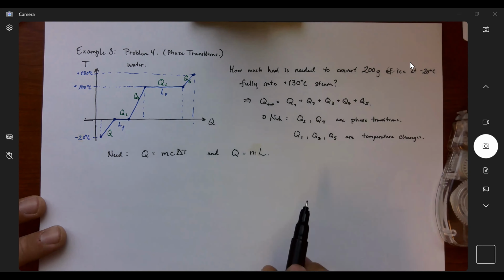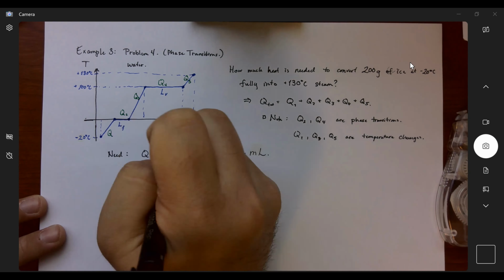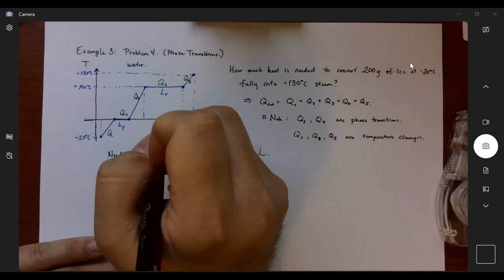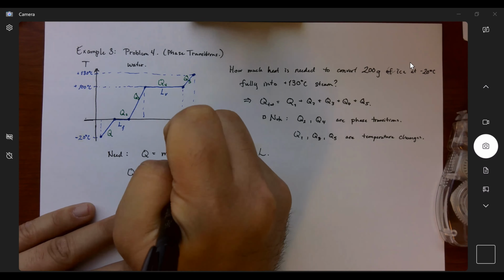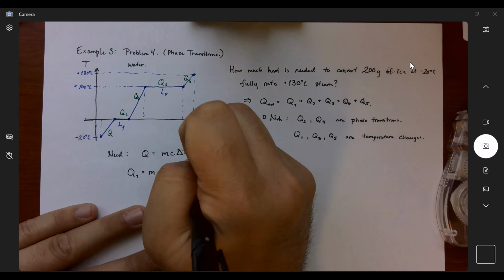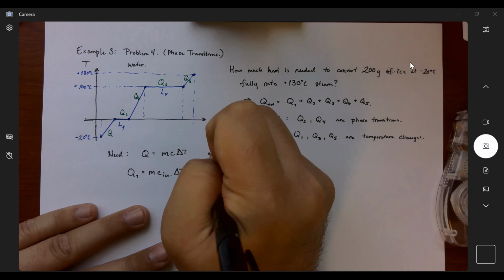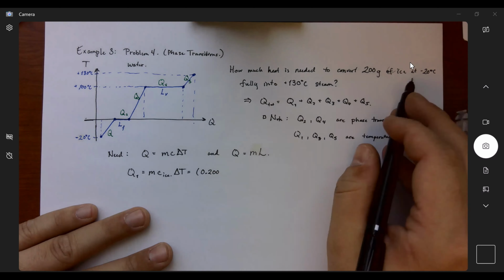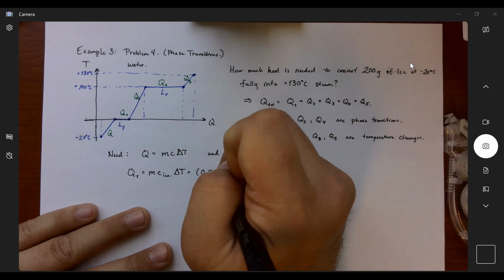All right, so we'll start with Q1. Q1 we said was just a temperature change, so we're going to be using this one. So we have mass times the specific heat, and we're going to need the specific heat of ice for that, times the temperature change that we are experiencing. The mass needs to be converted into kilograms. So 200 grams of mass is equivalent to 0.2 kilograms.